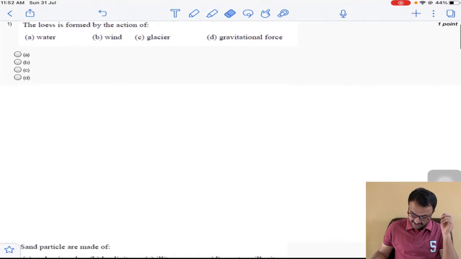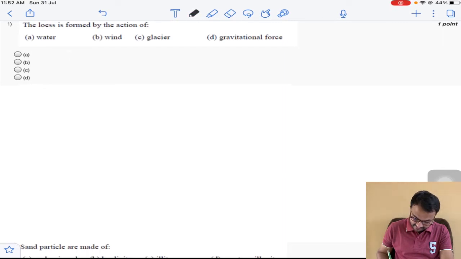So the first question is: loess is formed by the action of, option A water, B wind, C glacier, and D gravitational force. First of all, we need to know there are different types of soil deposits based upon the transportation agency. Okay, so I am writing here.